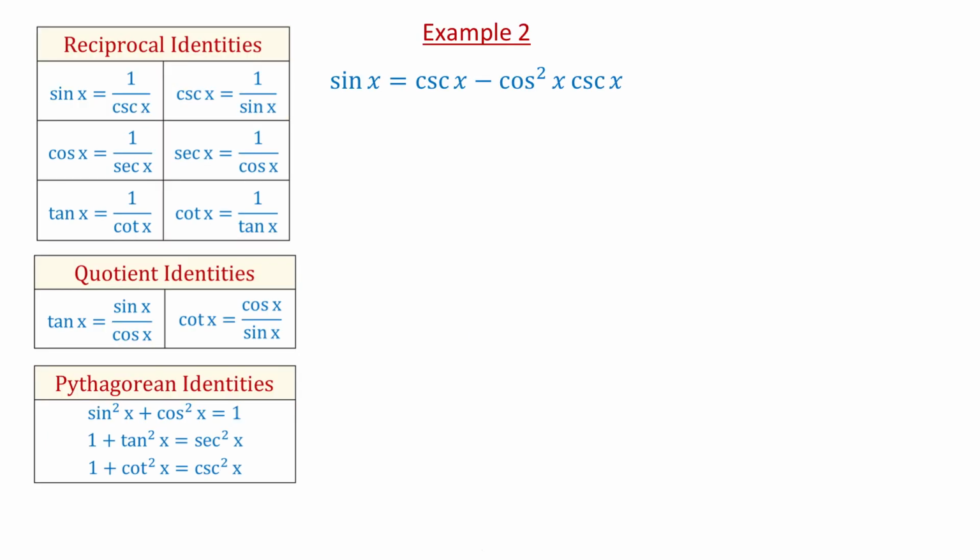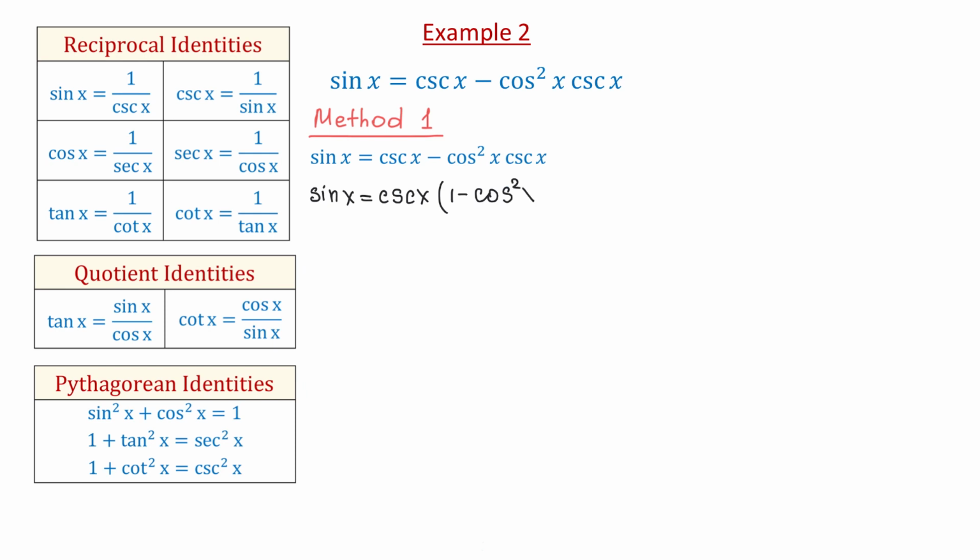Now in the second example we have sine of x equals cosecant of x minus cosine squared of x times cosecant of x. In this identity, as you see, the right side looks more complicated. I want to show you two different methods you can use to prove this identity. With the first method, notice that on the right side we have two terms and both of them have cosecant of x, so let's factor it out. Then we will have sine of x equals cosecant of x, parenthesis 1 minus cosine squared of x.